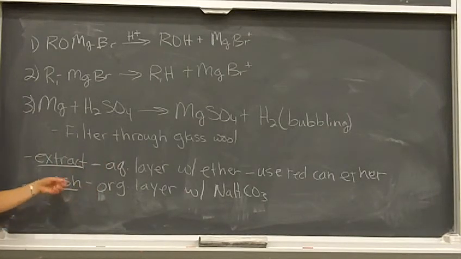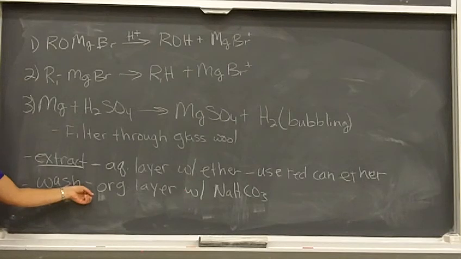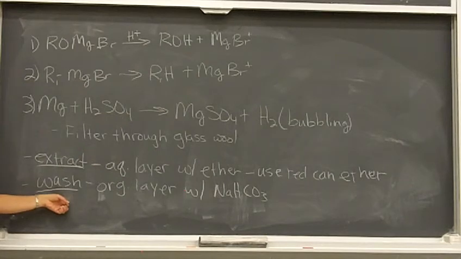okay? Again, with washing, you're going to take your organic layer, put it in the sep funnel, put sodium bicarbonate in the sep funnel, shake and vent a few times, and let the two layers separate. So all of that is implied in wash, all right?